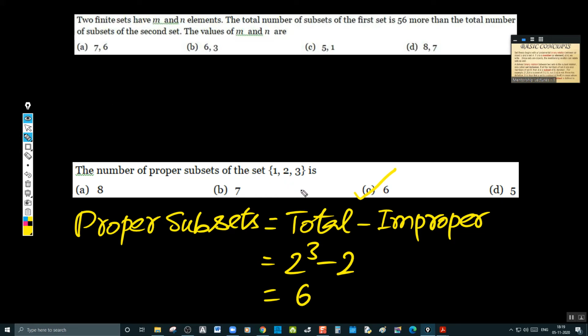For any non-empty set, the number of proper subsets is... no, the number of improper subsets is 2. For any non-empty set, the number of improper subsets is 2. This is a common value.